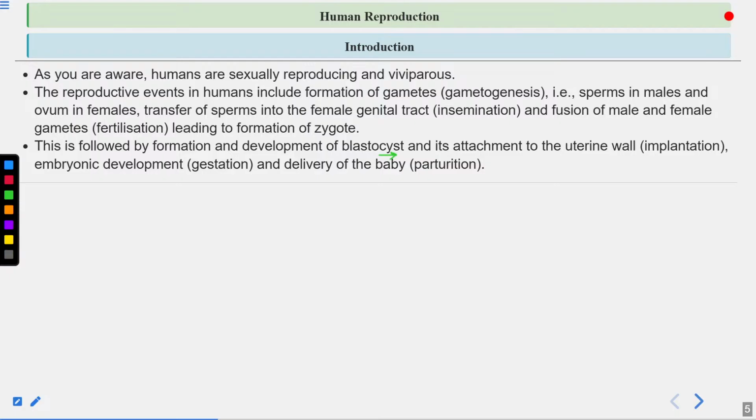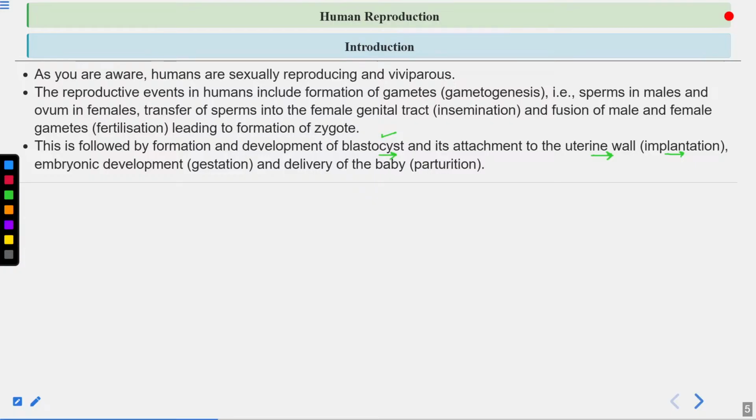Then this blastocyst gets attached to the endometrium of the uterus. So uterus has three walls. What are these three walls? Outer wall is the perimetrium, the middle wall is the myometrium, inner wall is the endometrium. So the blastocyst attaches to the endometrium, which is one of the layers of the uterus. This process is known as implantation. Attachment of the blastocyst to the uterine wall. Implantation is very important for the pregnancy.